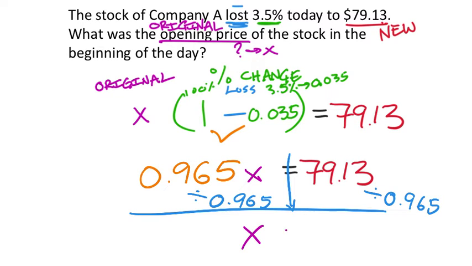And that will give us the x, which is the original price of the stock before it lost that 3.5%. So in my calculator, 79.13 divided by 0.965, enter, I get 82. Okay, so the original price of this stock would have been $82. That's all we want on this one.